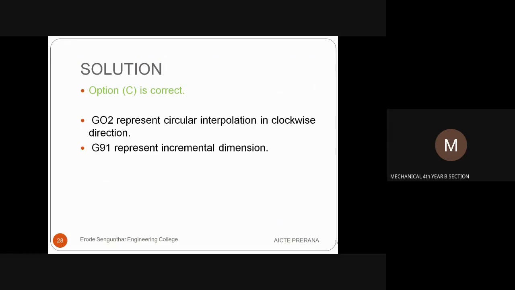G02 represents circular interpolation in clockwise direction and G91 represents incremental dimension. Both come under G codes. You know what G codes and M codes are. M codes means the miscellaneous codes, right? Okay, so let us move on to the next question.